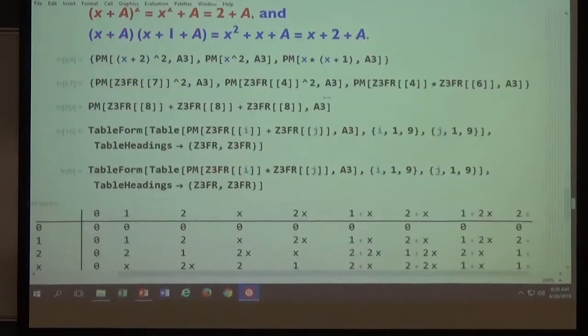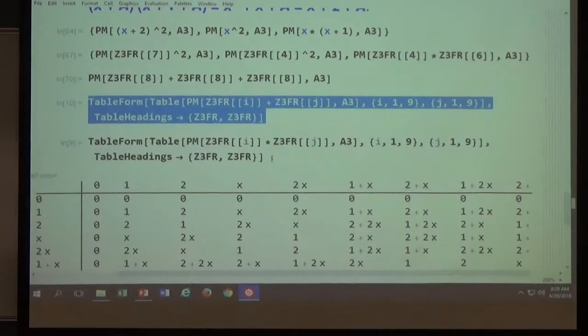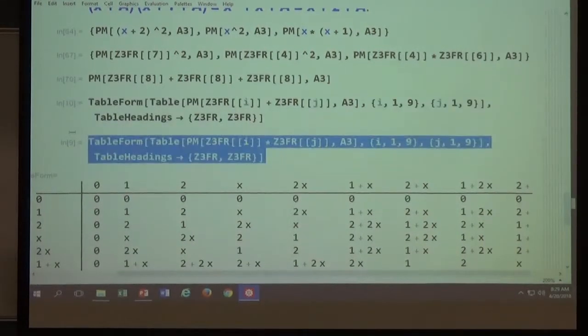But here is code that creates the addition table, which is a Cayley table for the group under addition. This creates the multiplication table, which is technically not a Cayley table, because technically the entire field is not a group under multiplication, but if you take away 0, it is. But I included 0 in the table anyway.